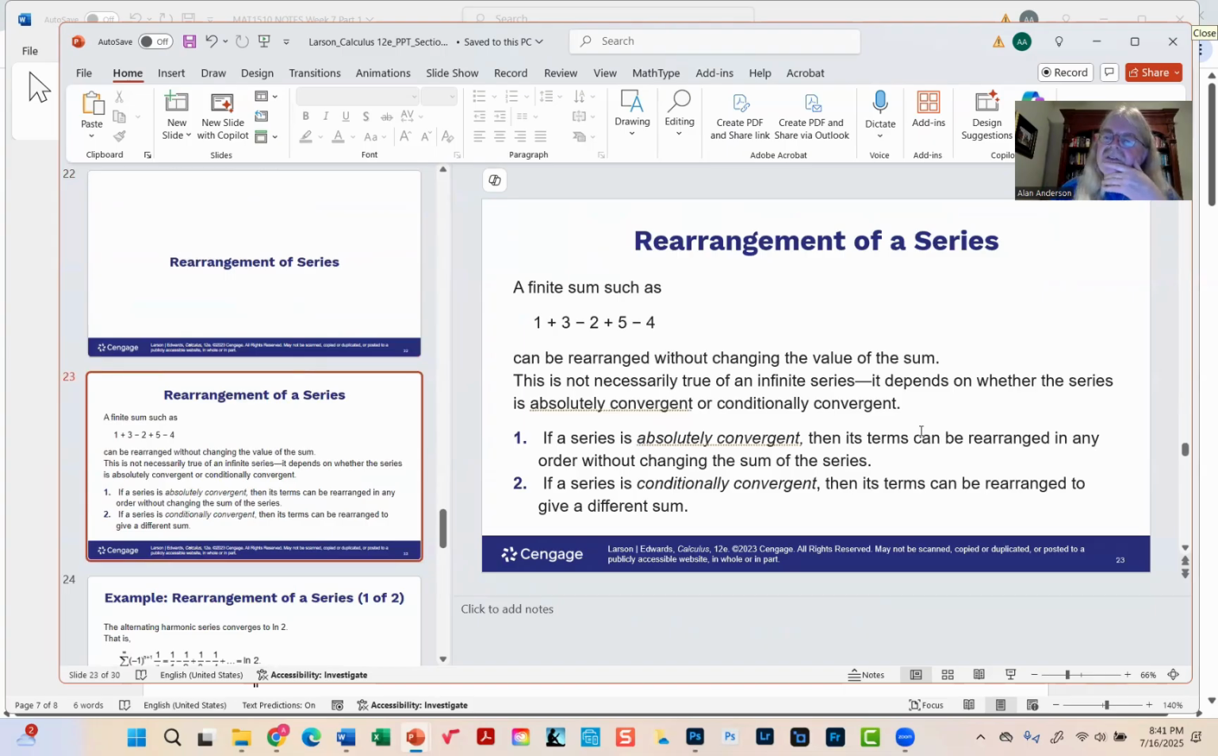Now, this is a very strange idea. In some series, the order in which I add them up makes no difference whatsoever, but in some cases it does. So if the series is absolutely convergent, then it makes no difference what order I write the terms. With conditional convergence, that's not the case. A different rearrangement might give different results.